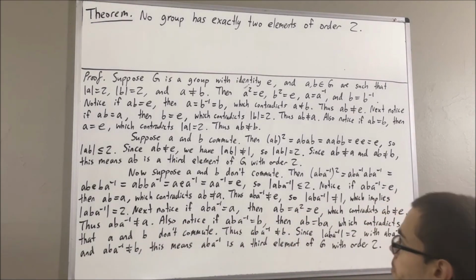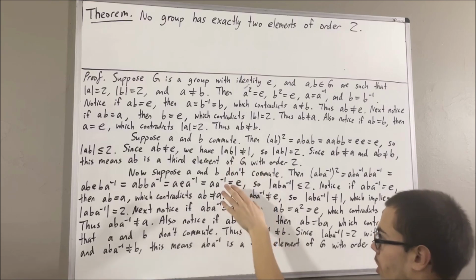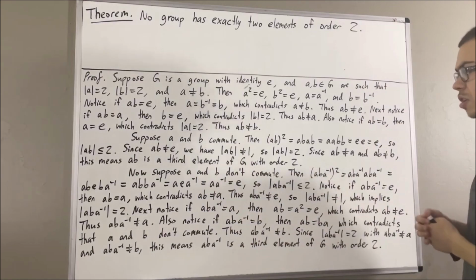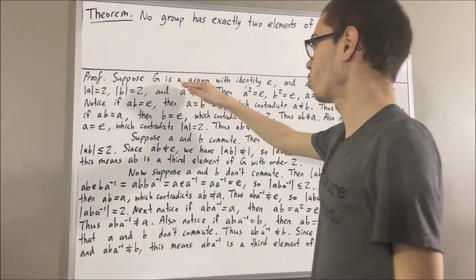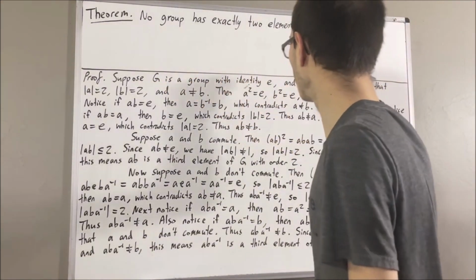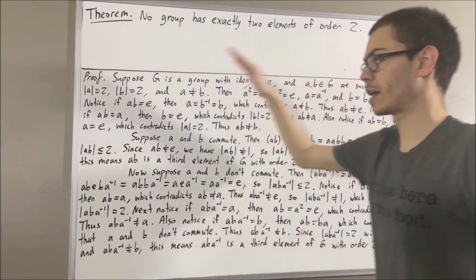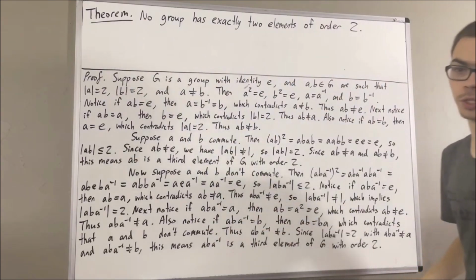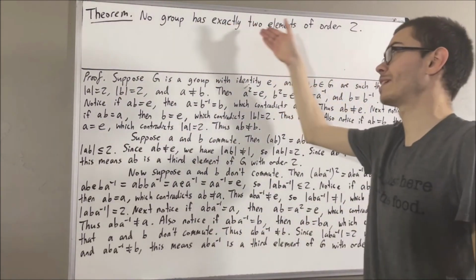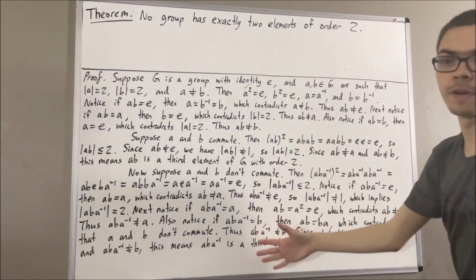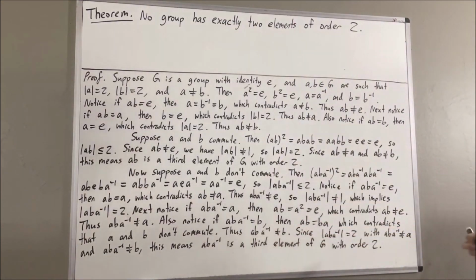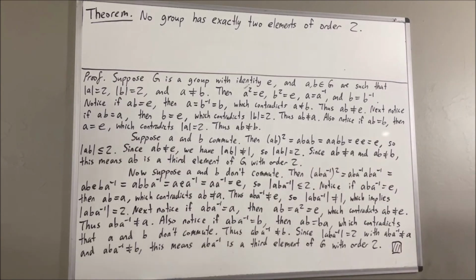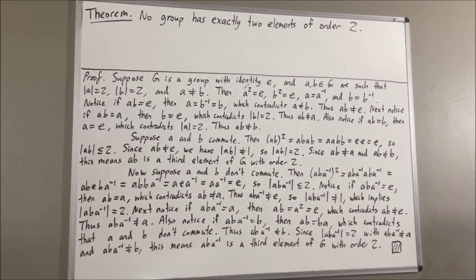And so we have shown, in either case, we can always find a third element of G with order 2. So putting this all together, we see, given any group G, if we know of 2 elements in G that have order 2, then we can always find a third element with order 2. So no group can have exactly 2 elements of order 2, because we can always find another one. And so this completes the proof. And so yeah, that's pretty much it for this video.